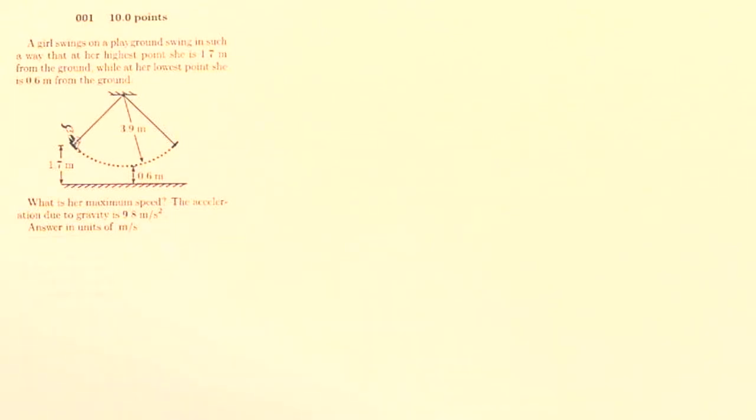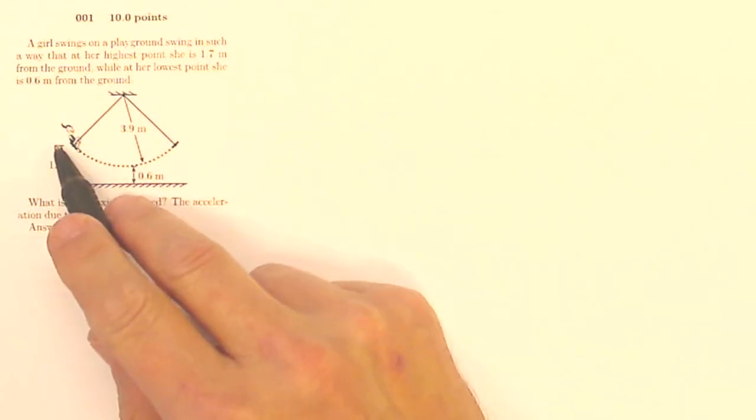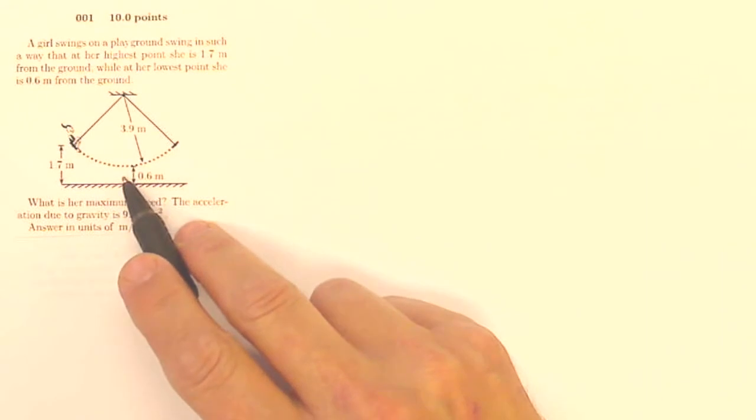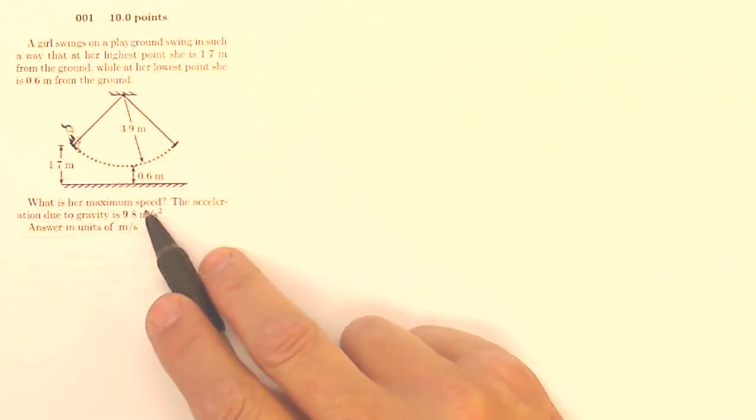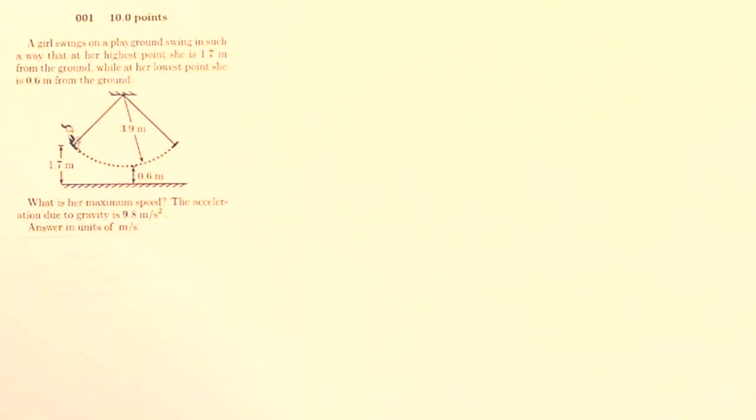This is homework 16, question number 1. A girl swings on a playground swing in such a way that at her highest point she is 1.7 meters from the ground, while at her lowest point she is 0.6 meters from the ground. What is her maximum speed? The acceleration due to gravity is 9.8.